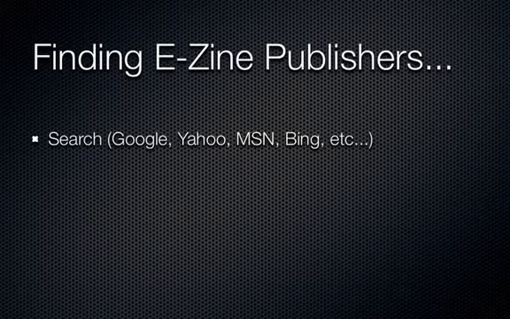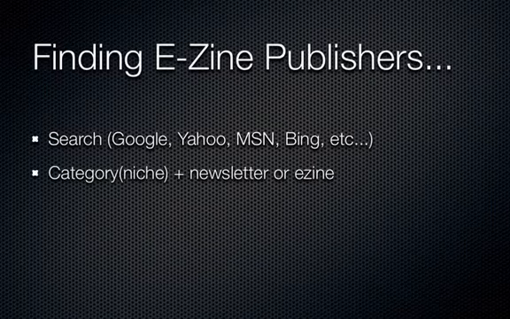Okay, you go to a Google search or Yahoo or MSN, Bing, etc. Just go to a search engine, and you're gonna search for an e-zine publisher. And how we're gonna do this is, remember that I showed you those categories in ClickBank in the previous video. What we're gonna do is take that category, that niche. Remember, we're gonna pick a niche that people buy stuff in, right?